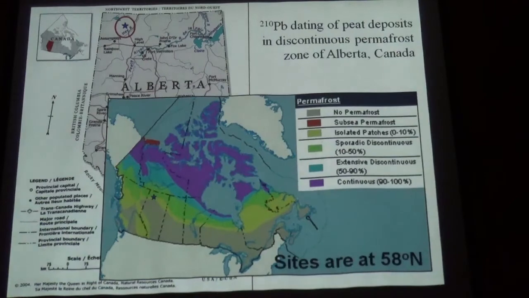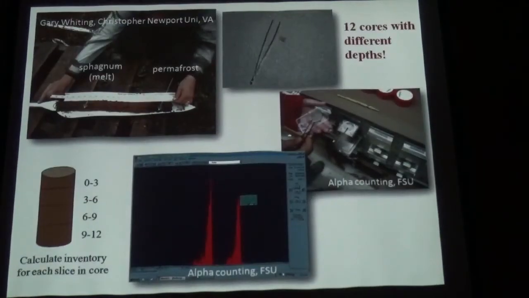This is an area with discontinuous permafrost, and we had a core collected by people and the institution there, and we had to calculate accumulation rates. The way we did it, so these are the peat cores, and they are separated and inventories calculated for each of those, and then we electro-deposited the polonium isotopes on silver disks, and we used alpha spectrometry.